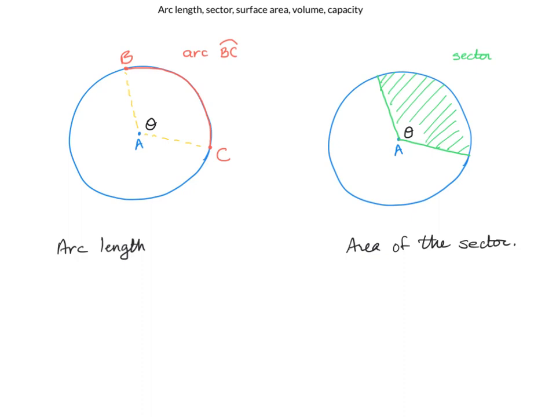This lesson is about arc length, sector of a circle, surface area, volume, and capacity. So let's start with arc length and sector.